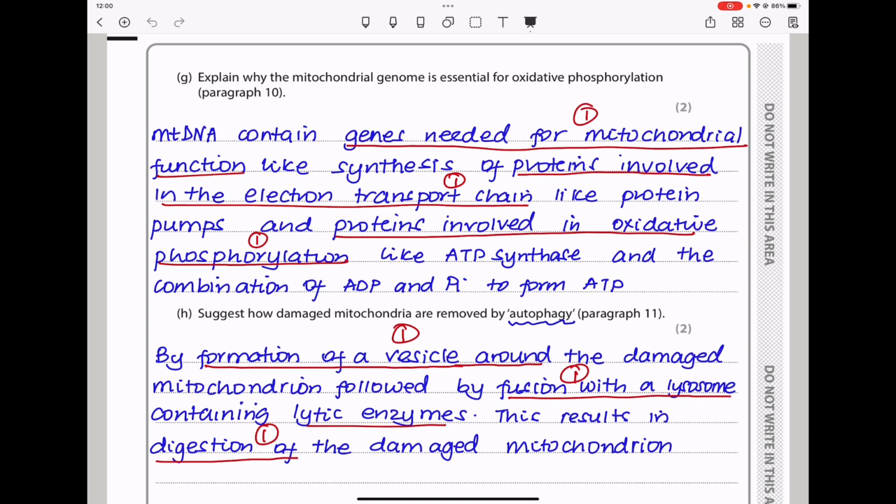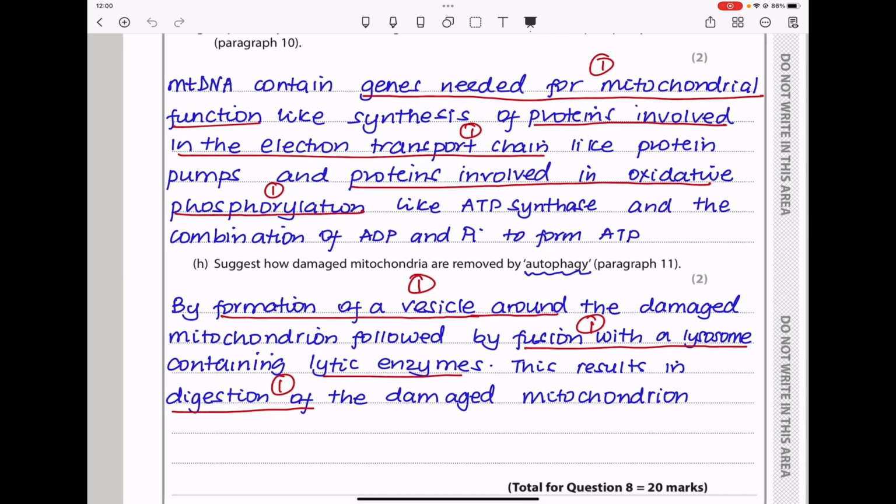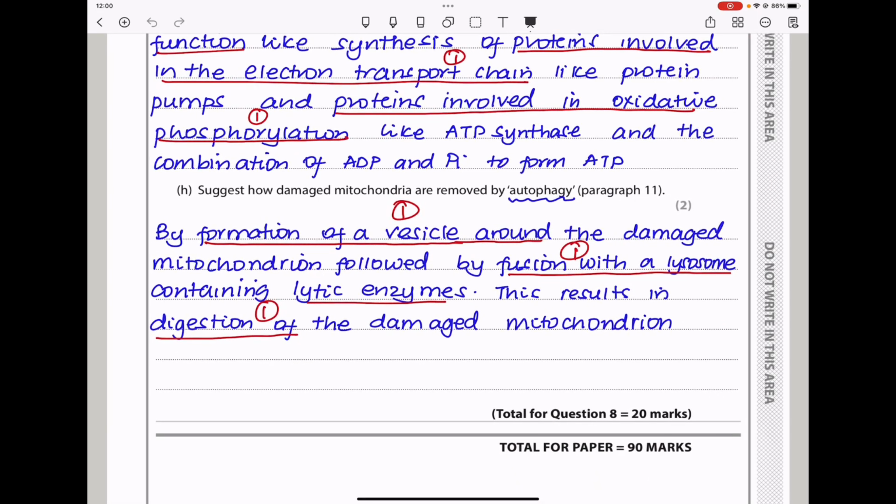In part G, explain why the mitochondrial genome is essential for oxidative phosphorylation. This is paragraph 10. The mitochondrial genome contains genes that are necessary for formation of specific proteins that are going to be involved in phosphorylation. These proteins could even include ATP synthase. So I said mitochondrial DNA contains genes needed for mitochondrial function, like synthesis of proteins involved in the electron transport chain, like protein pumps, and proteins involved in oxidative phosphorylation, like ATP synthase, and the combination of ADP and Pi to form ATP.